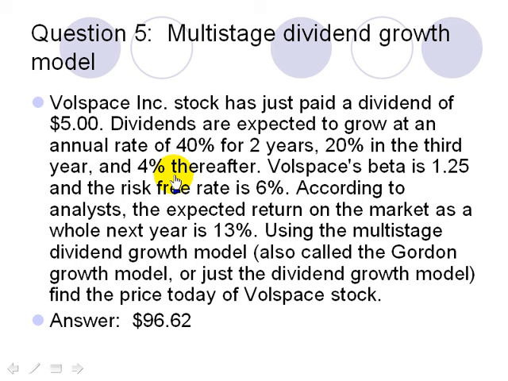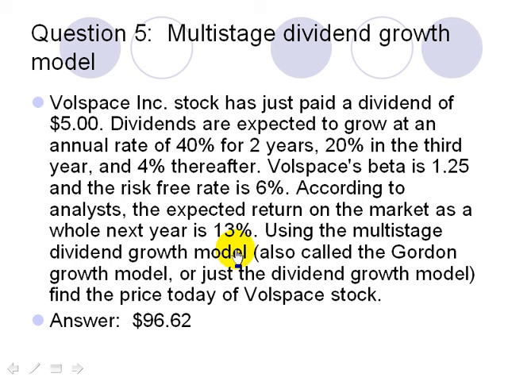Now, in order to do a present value of a bunch of dividends, we need, of course, the dividends, and then we also need the required return on the stock. In this case, we're going to use the capital asset pricing model. We've got a beta, we've got a risk-free rate, and we've got an expected return or required return on the market for next year. So that's enough information to give us a required return on the stock.